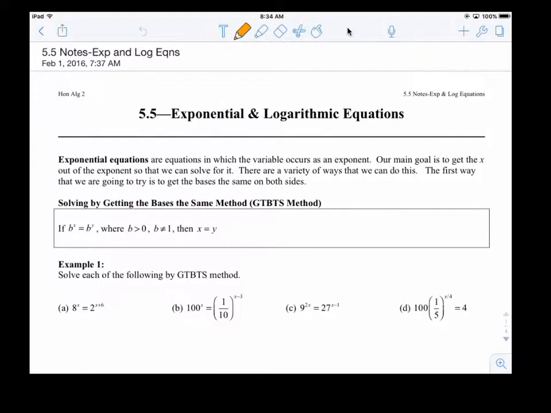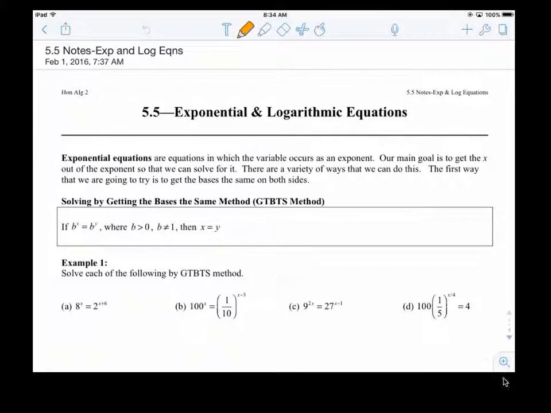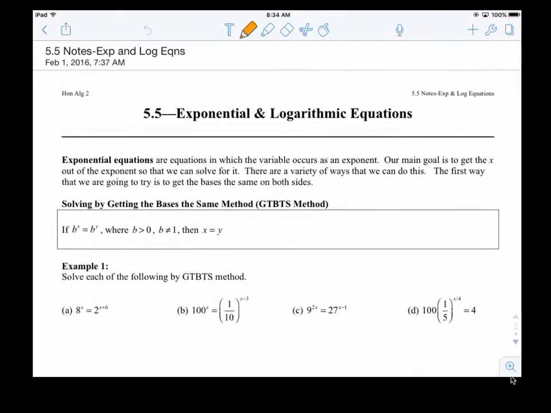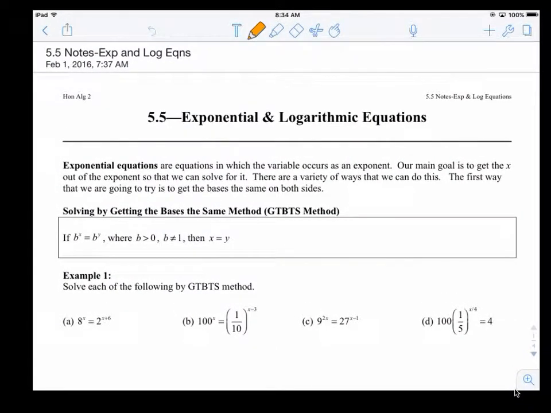Alright, so what we're going to do is take those properties that we learned last section and now use them to solve equations. Exponential equations are equations where the variable occurs as the exponent. Our main goal is to get the x out of the exponent so that we can solve for it.